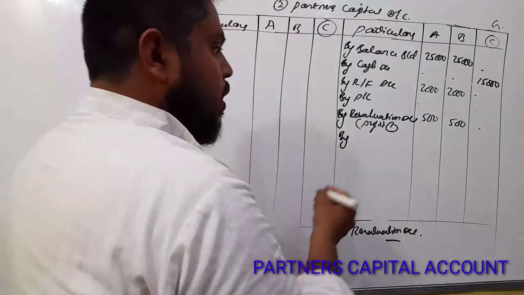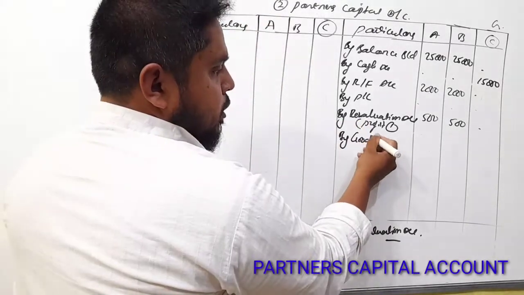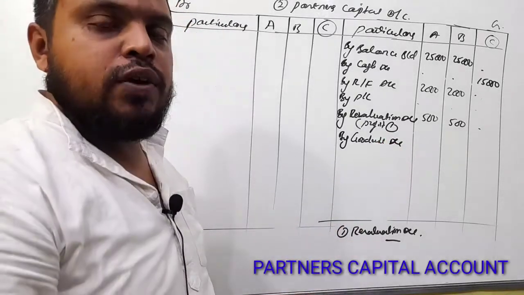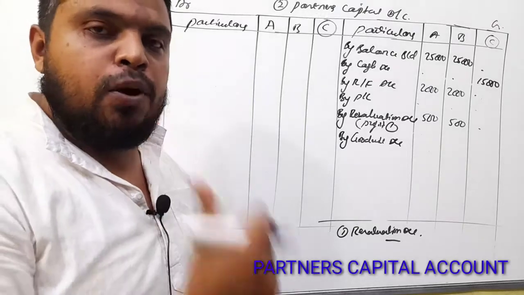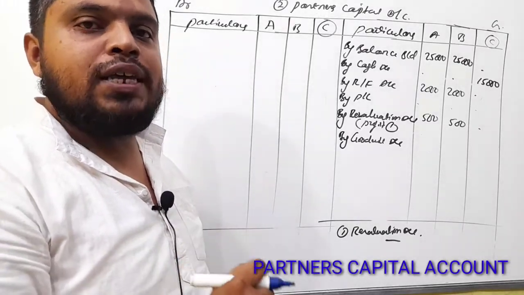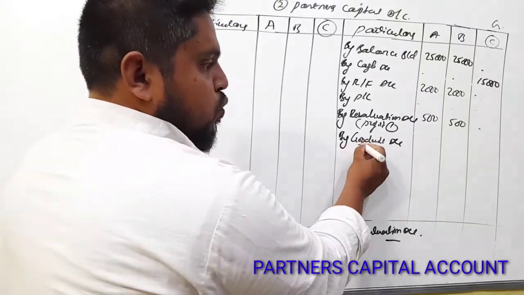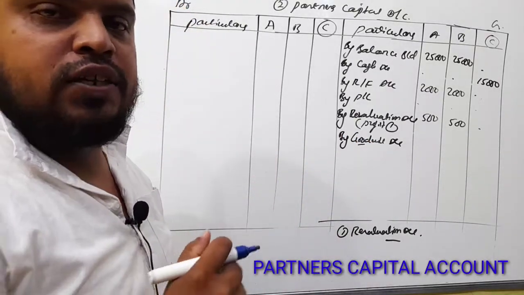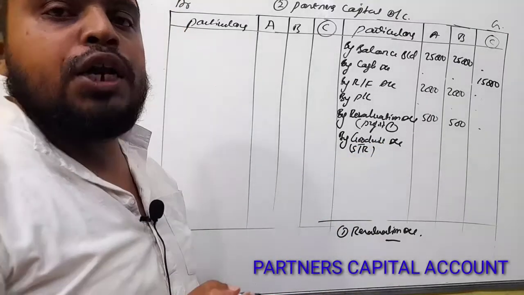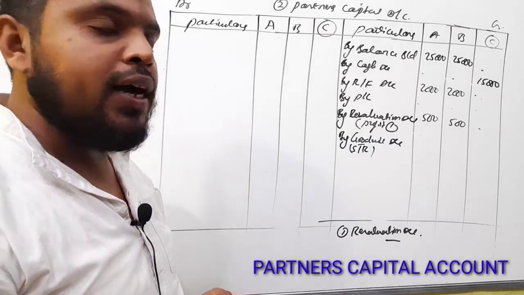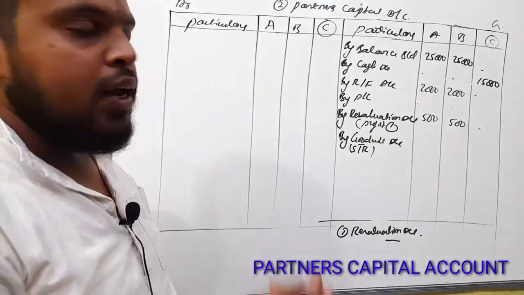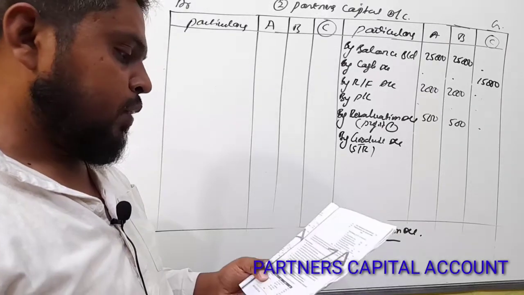And next, goodwill brought by the new partner. That is case 1 here: goodwill brought by the new partner in the form of cash, so that goodwill is withdrawn by the old partners. This goodwill amount we share in the sacrifice ratio. In the absence of a sacrifice ratio, the old ratio itself we can assume as the sacrifice ratio. In this problem, a sacrifice ratio is not given, so we can distribute equally.